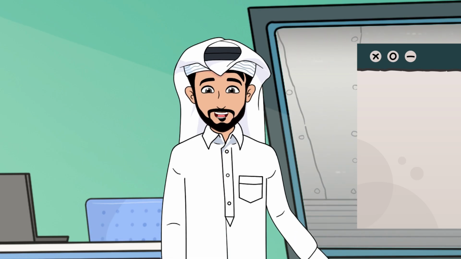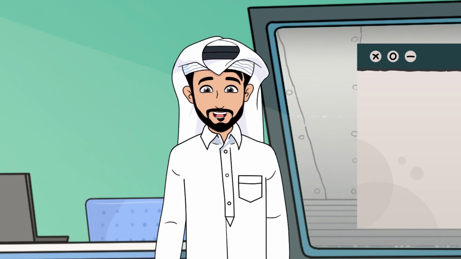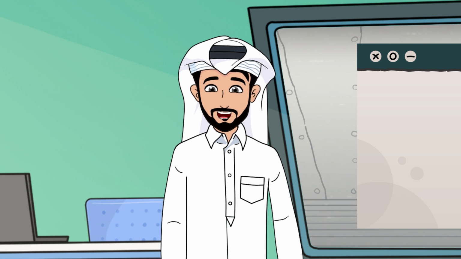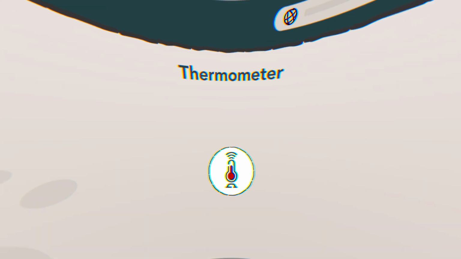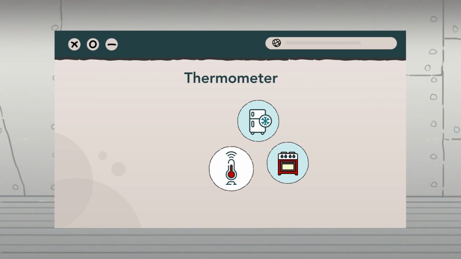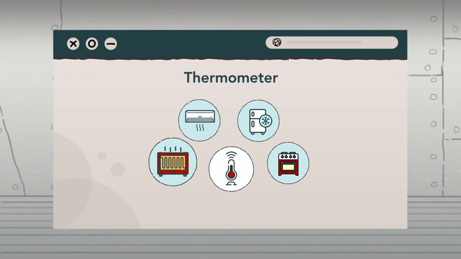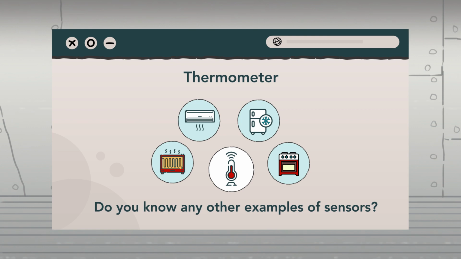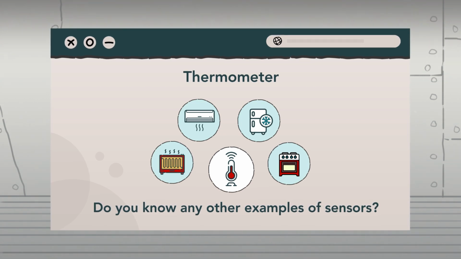Well done, Rashid. A thermometer is a device that detects and measures the temperature of its surrounding environment. You can find it in refrigerators, stoves, heating and cooling systems, and medical thermometers. Do you know any other examples of sensors?